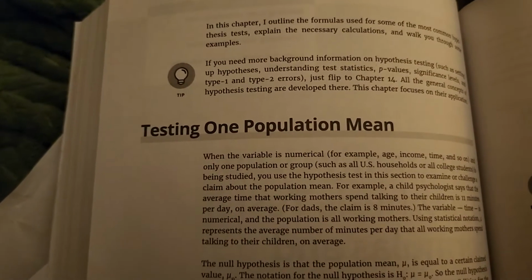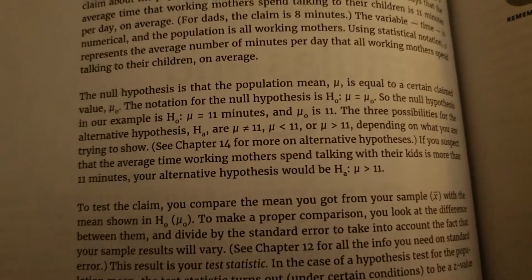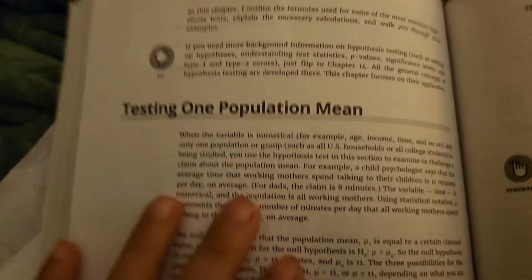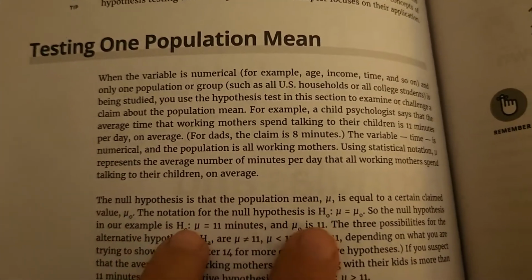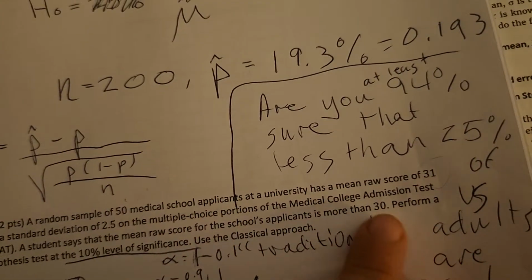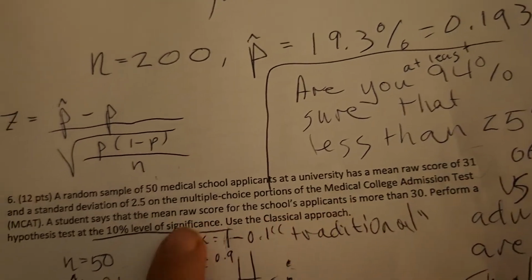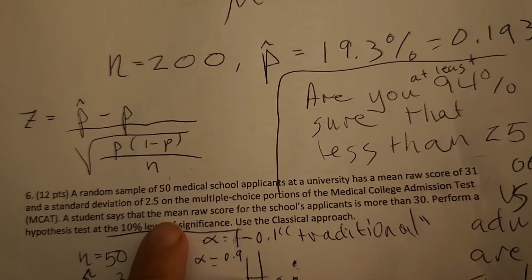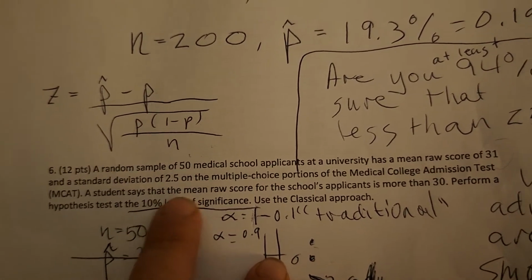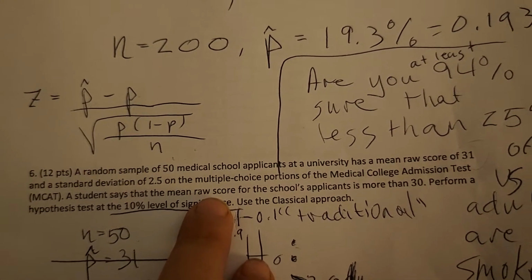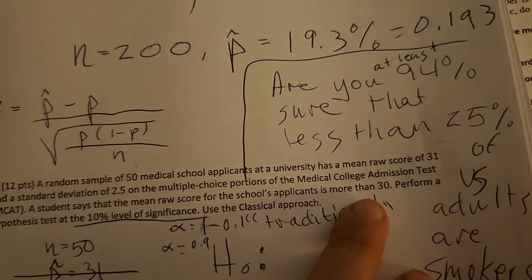Okay, let me see if I'm reading this correctly. So the null hypothesis is that the population mean... the student says, so that's his claim. His claim is that the mean raw score is more than 30.